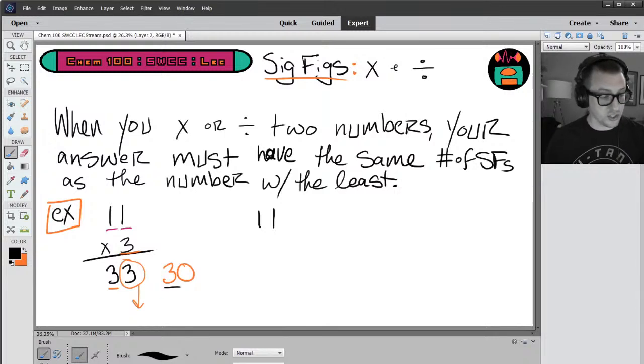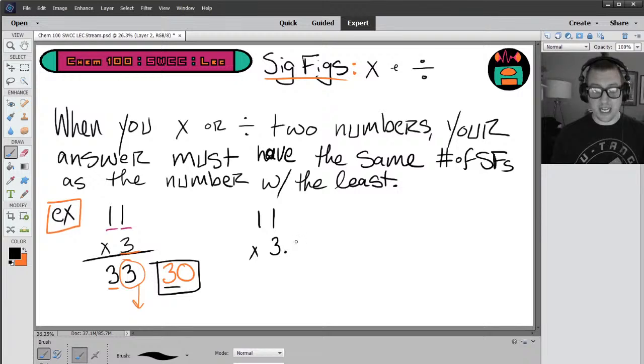Rox, great question. You don't put both answers. The answer is just 30. I wrote 33 first to show you the process, but you get your value, look at the value, apply the rules for sig figs, and the final answer is just 30. If you put 33 down as your answer, that would be incorrect because it is the wrong number of sig figs.